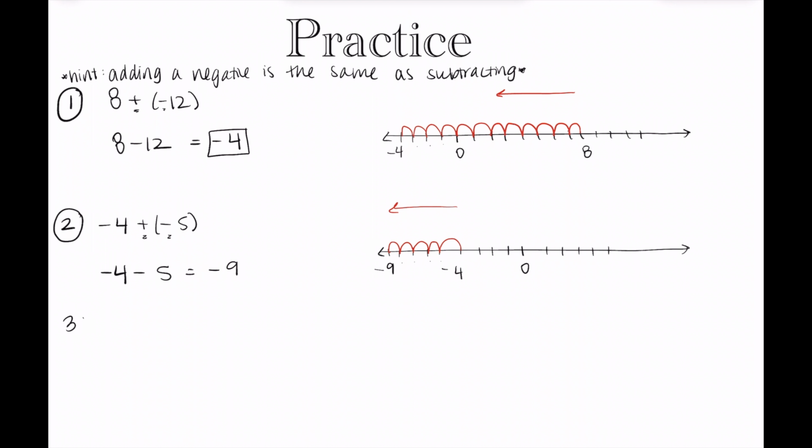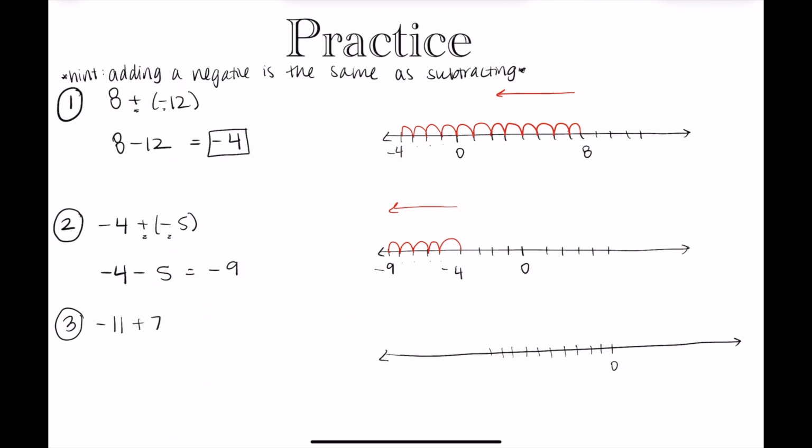Now we'll move on to our third example. Number 3 will be the last problem we do with the number lines. For number 3, we have negative 11 plus 7. So this one we have a negative, and then we're adding a positive. Negative 11 would be our starting point, so we will draw our number line. We will label our 0 and the negative 11, since that's our starting point.